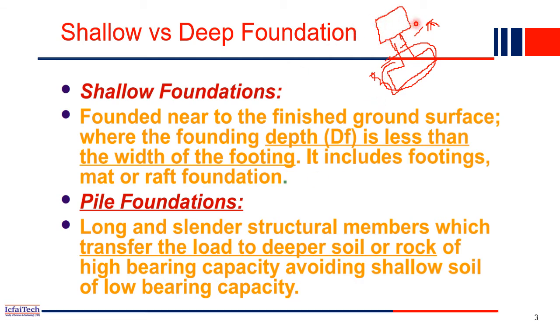So if it is rectangular, say a 2 meter by 2 meter foundation, and the depth is less than the width of the foundation, then we call it a shallow foundation. Normally up to 2 meters we call it shallow foundation. It includes 2 to 3 meters maximum. It includes footing, mat, raft, foundation, everything.